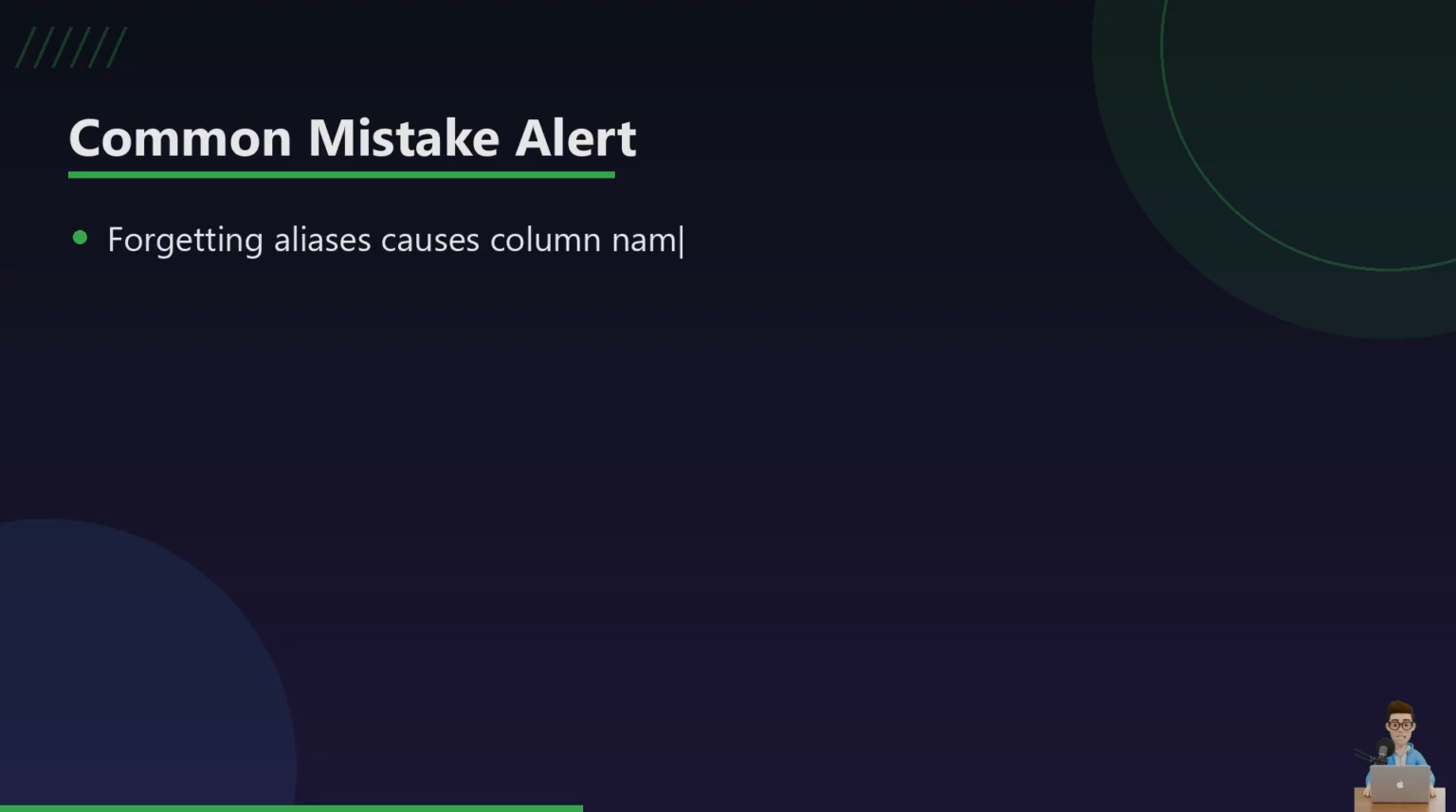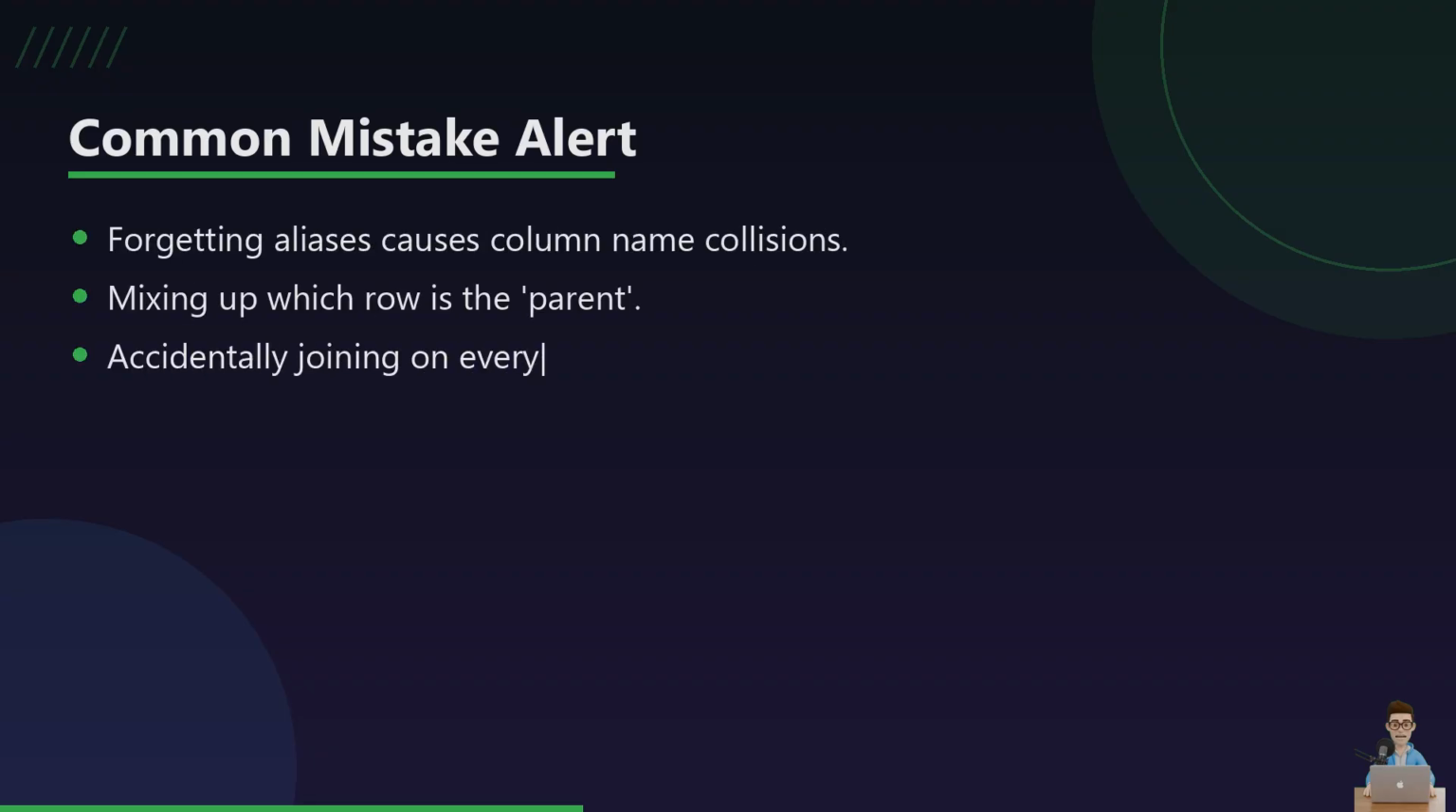I once tried to self-join my orders table without aliases and deleted all my sales data. The columns looked identical, so I couldn't tell which was which. Here's the trick. Always name your tables differently before you join them or you will confuse yourself.